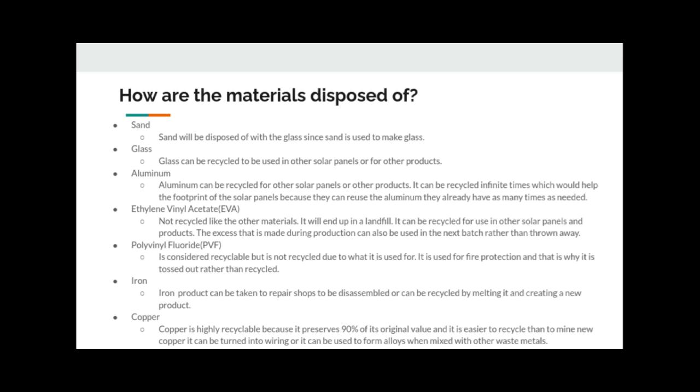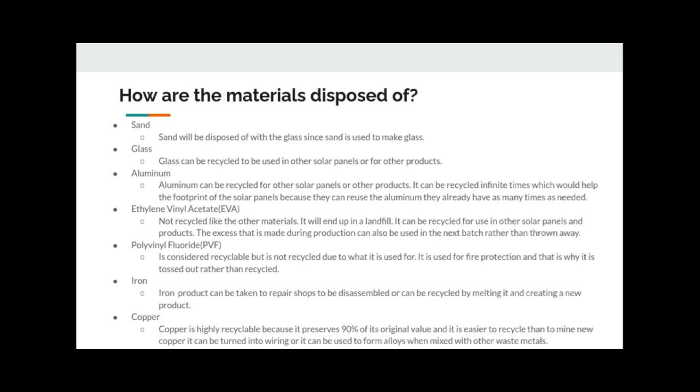Polyphenol fluoride is considered recyclable, but it is not recycled due to what it is used for. It is used for fire protection, and that is why it is tossed out rather than recycled.